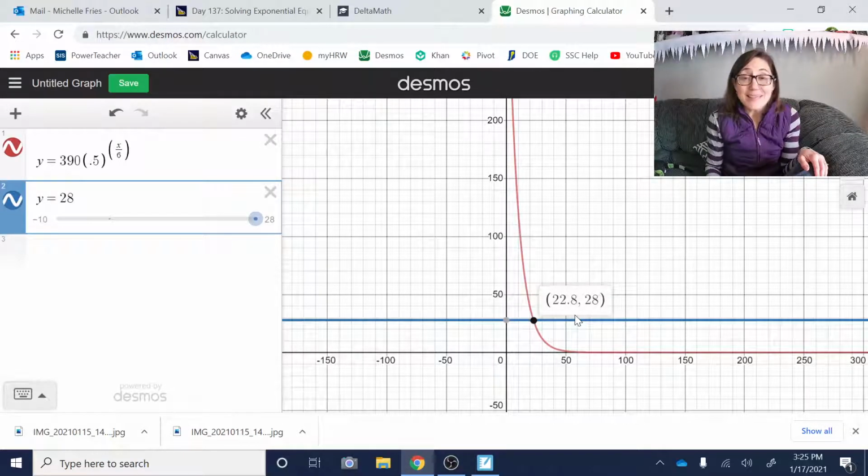So, all right, that's what we're doing today, is solving exponential equations.